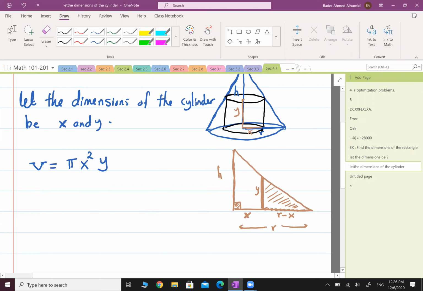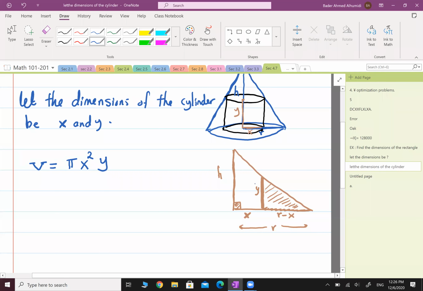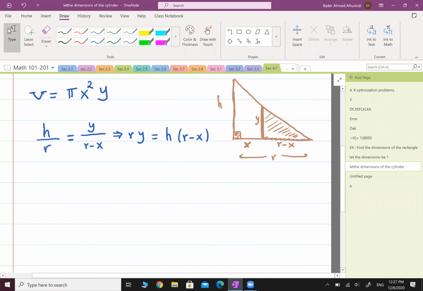Now we can use similarity of triangles in order to find a relationship between x and y. We have h over r, the largest over the largest here, is equal to the smaller one, which is y, over the smaller one here, which is r minus x. Therefore, what do we have here? We have r y is equal to h times r minus x. Nice. Now, what is the y value in terms of x? It will clearly be h over r times r minus x. Let us not forget these constants are given in the question, the dimensions of the cone. Okay, we are ready now to substitute and find the answer.